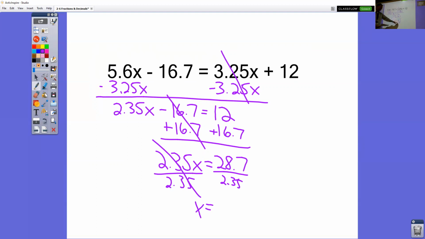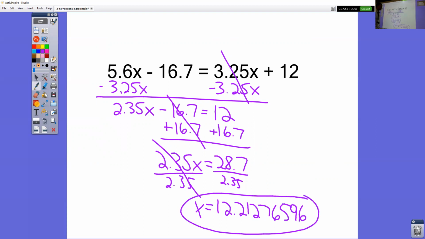When you type this into the calculator, you're going to get a big, long, ugly decimal. The directions might say to round it, they might not say to round it. You have to pay close attention to the directions. If the directions don't say to round it, you do need to write out this big, long decimal answer that you should get on your calculator. 12.212766596. If the directions don't say to round it, you have to write out the whole thing.